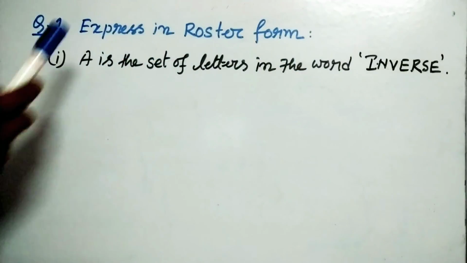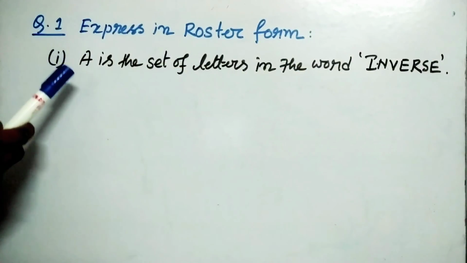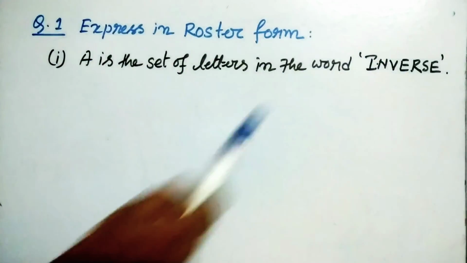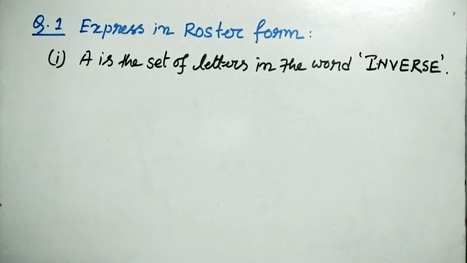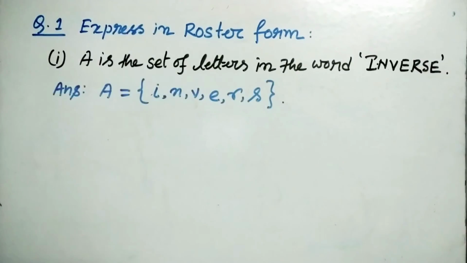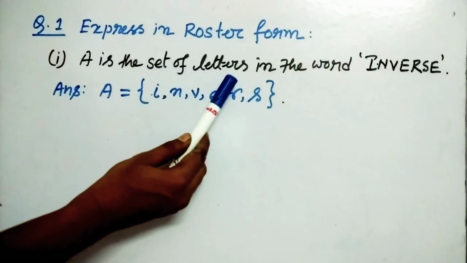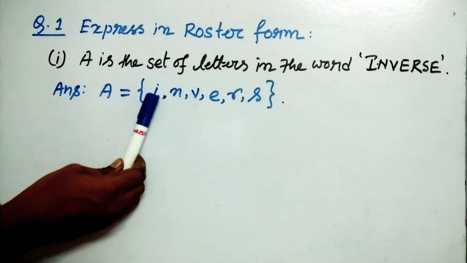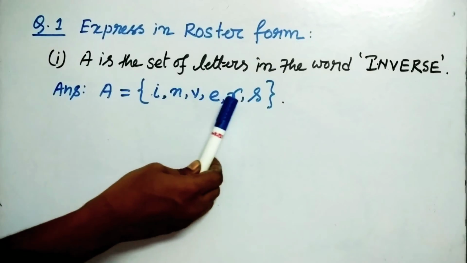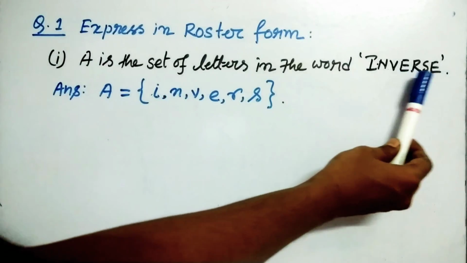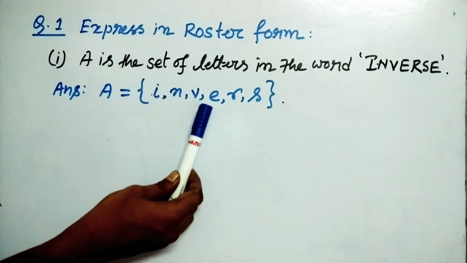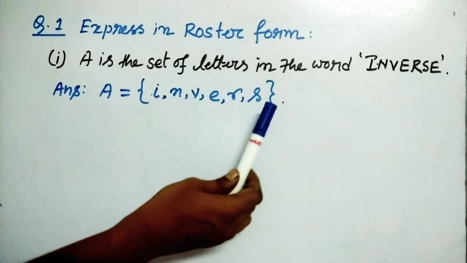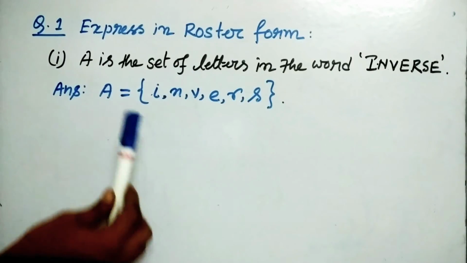The question is expressed in the roster form. A is the set of letters in the word inverse. So this is expressed in description method. We have to express in roster form. Now see here, A is the set of letters in the word inverse. So this is equal to {I, N, V, E, R, S}. Now see here, E is repeated twice, but we have taken one time. And one more thing, that is it has been expressed in a curly bracket, and most importantly all the letters are written in small letter.